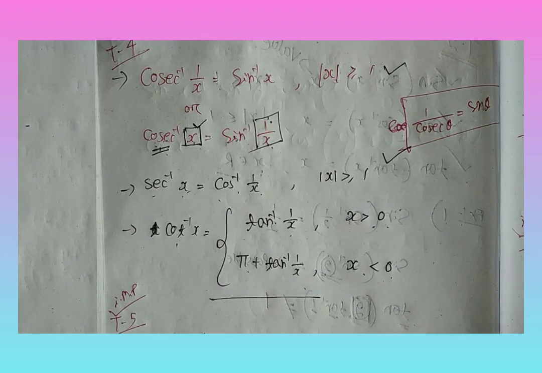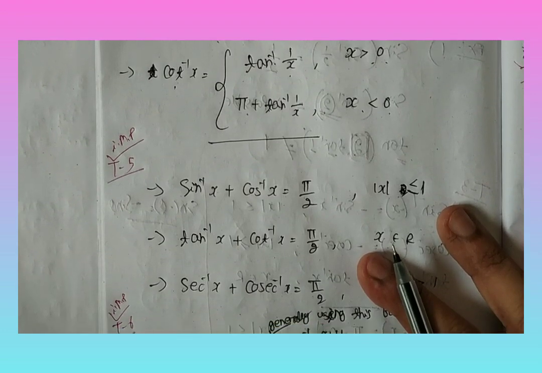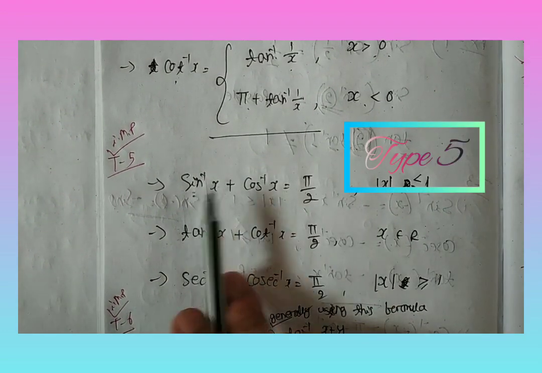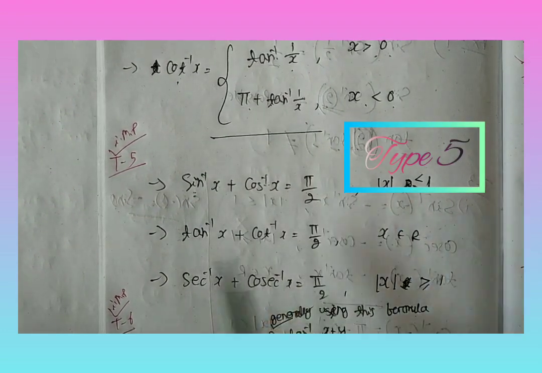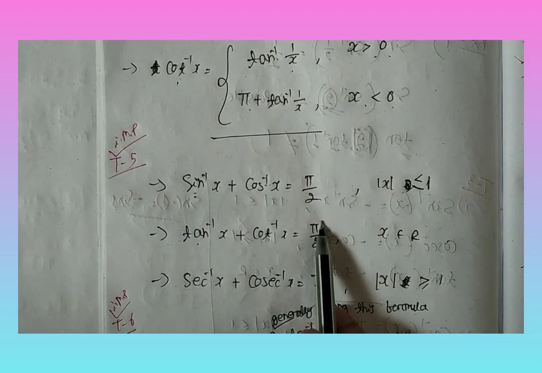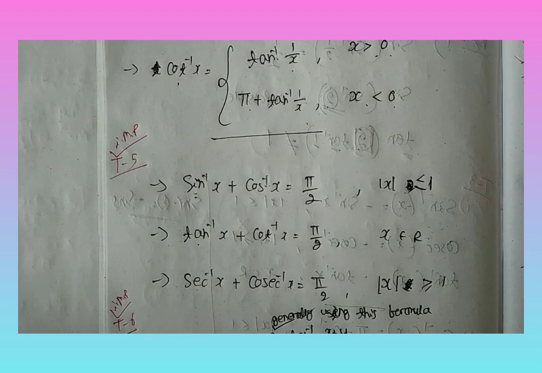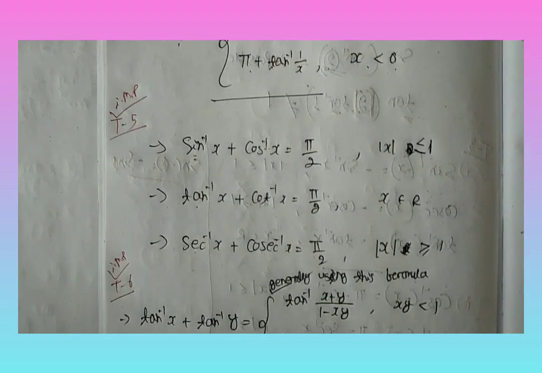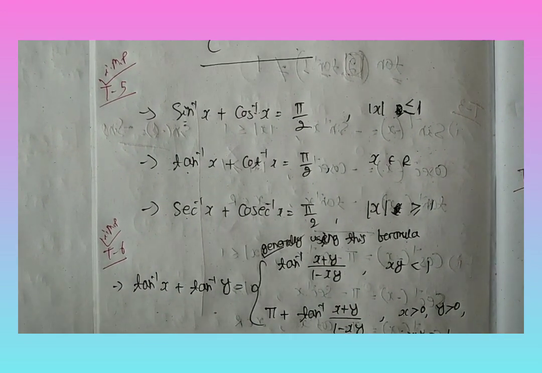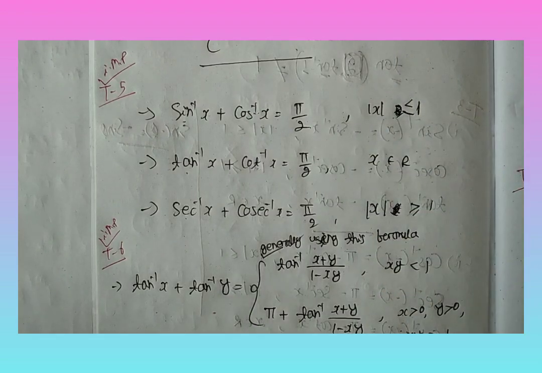Then type 5. Type 5 is important. Sin inverse x plus cos inverse x equal to pi by 2. Tan inverse x plus cot inverse x equal to pi by 2. Similarly, sec inverse x plus cosec inverse x equal to pi by 2. Then type 6. I will give you proof of this type 5.